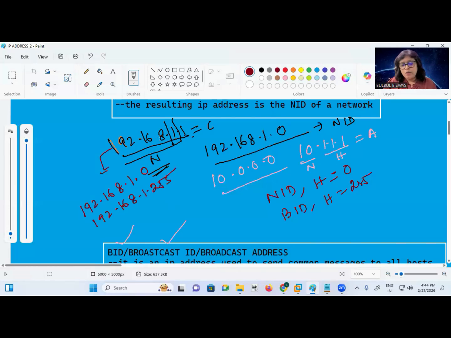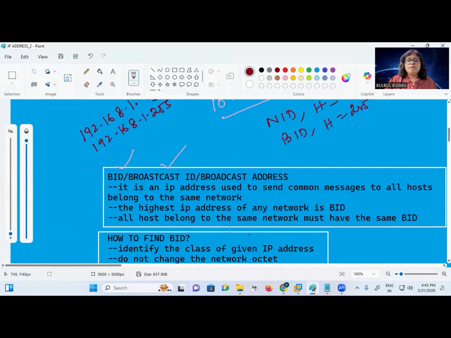Am I clear, everyone? So how can you find NID and BID for a given IP? If you see an IP address, just find the class. When you know the class, you know how many bits are in network; keep them as they are. Don't touch the network octet. In the host octet, if we put 0, then it is NID. In the host octet, if we put 255, then it is BID. Am I clear?